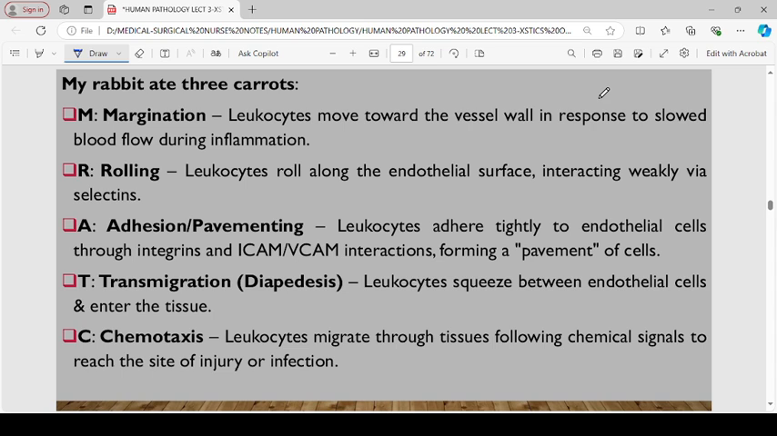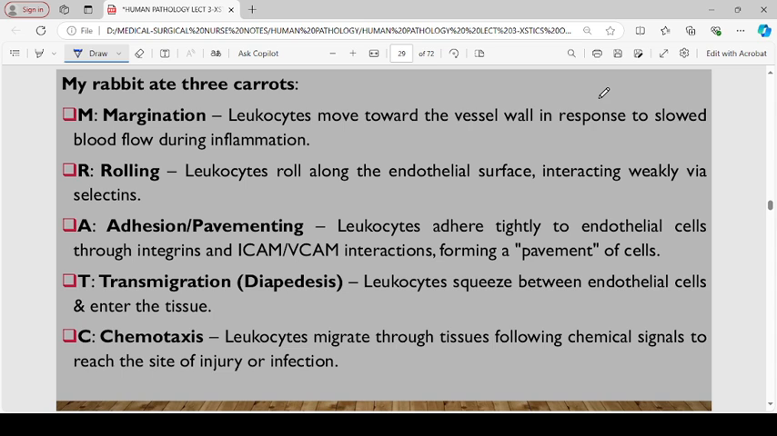Number two, R stands for rolling, where leukocytes roll along the endothelial surface, interacting weakly via the selectins. Then we have adhesion, all right? This is pavementing, where leukocytes adhere tightly to the endothelial cells through the integrins and the ICAM and VCAM interactions, forming a pavement of cells. Then that takes us to transmigration, which is also referred to as diapedesis, that involves leukocytes squeezing themselves through or between endothelial cells and entering the tissue.